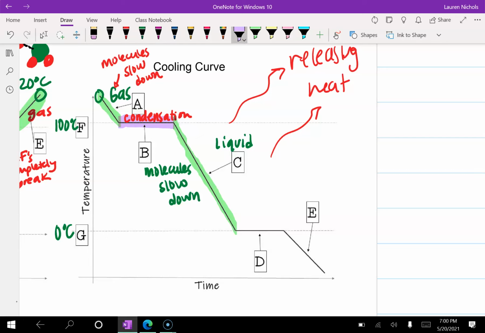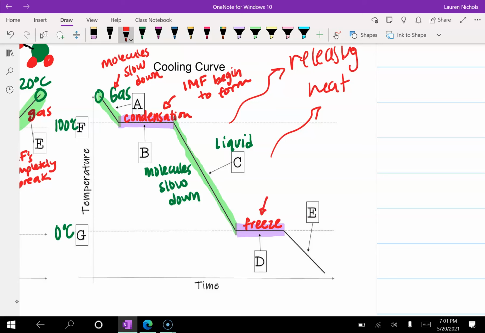And then again, we have another flat section, which means we have another phase change. Now we know that when a liquid gets cold enough, in this case at 0 degrees Celsius, it will start to freeze. Now at these phase changes, okay, so for condensation, we know that these intermolecular forces begin to form. So there are no intermolecular forces in gases, and there are in liquids. So condensation kind of creates them, which is why they come together and create those little beads of water on the side of your cup.